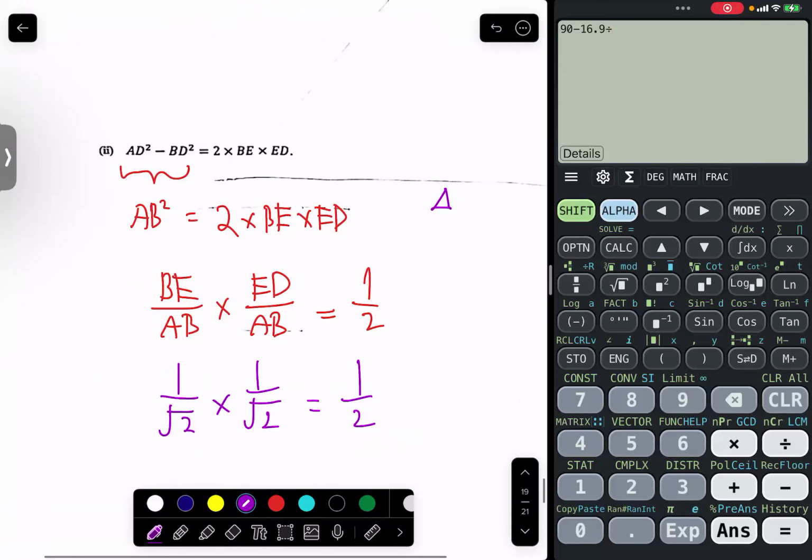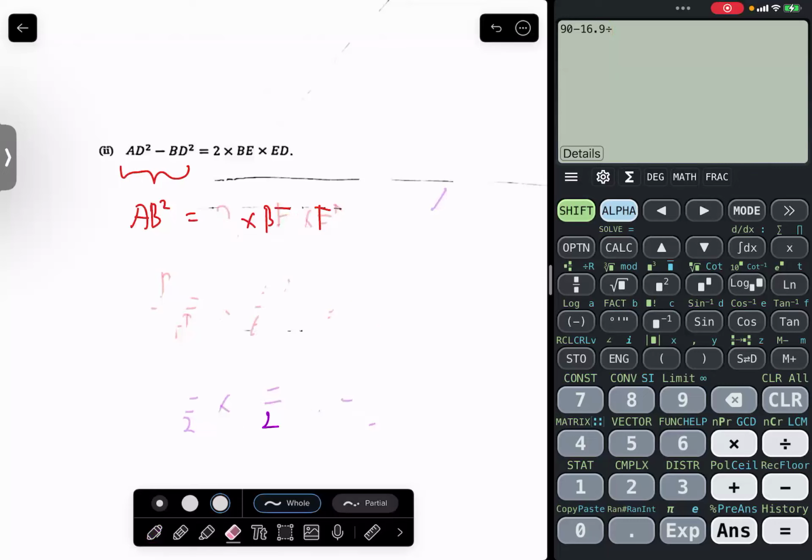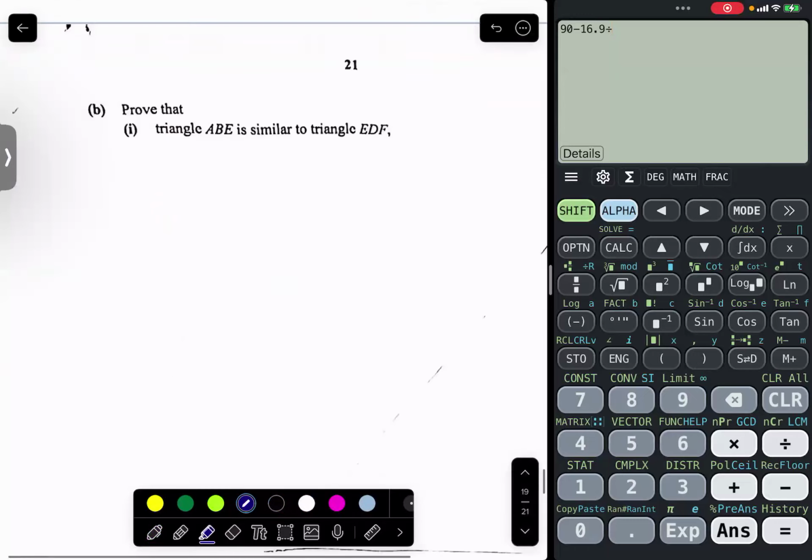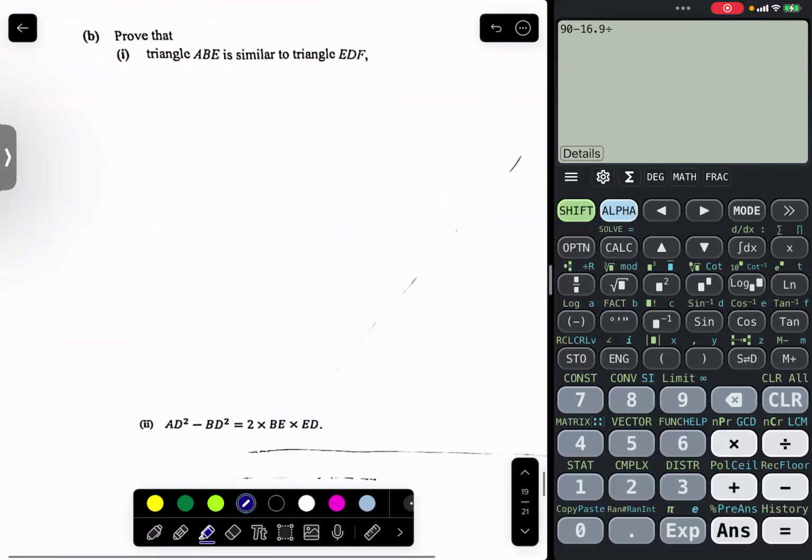Okay, last one. Prove that AD squared minus BD squared. I'm very close to the idea, but I can't see the similar triangle. Let's try. ABE. Ah, yeah. Okay, actually, I should use this, right? Because they are linked together. So ABE to EDF.